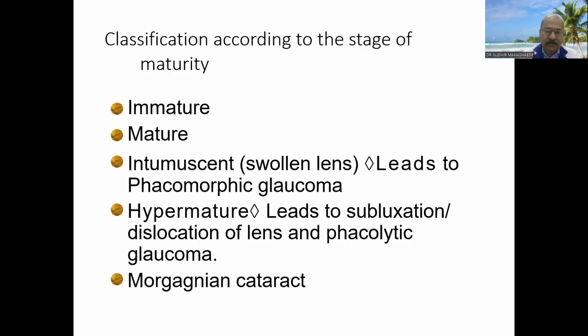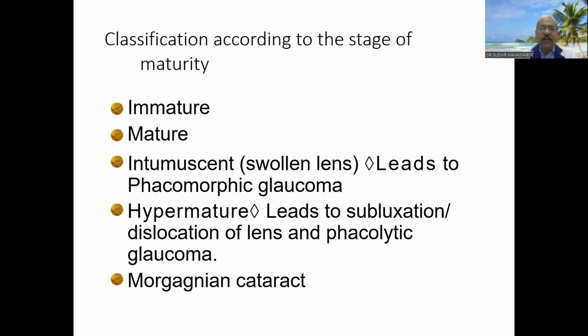The immature cataract. The immature cataract is one where the whole lens is still not opaque, but part of it has become opaque. Initially, when the fluid enters the lens, penetrating through the anterior lens capsule, it leads to hydration of the lens, and there are fluid vacuoles formed between the lens fibers. Ultimately, this leads to swelling of the lens.